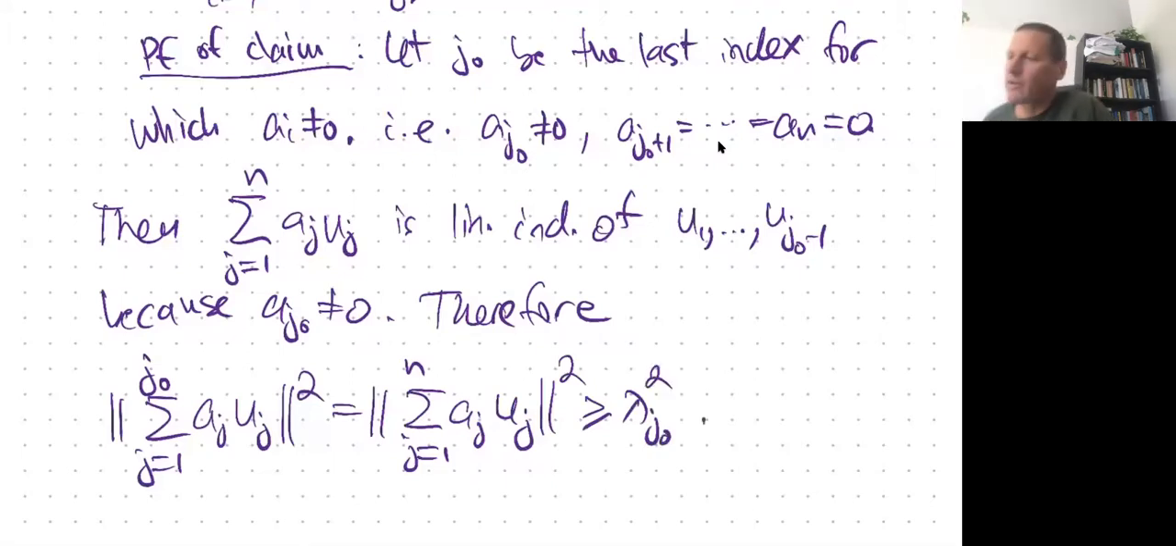So let's see. This sum equals this sum because the only difference is indices bigger than j0, and all of those coefficients vanish. And this number is bigger than lambda j0 because this vector doesn't depend on these vectors. So again, by the definition of lambda j0, if this number were smaller, this vector would be too short, contradicting the definition of lambda j0.